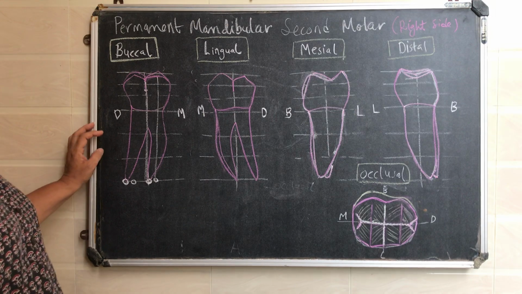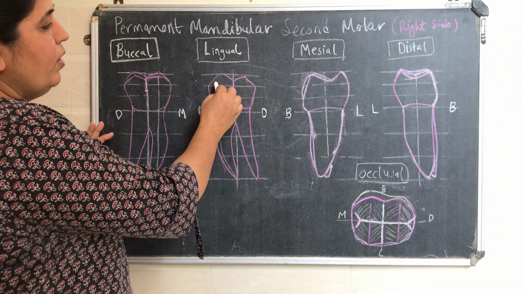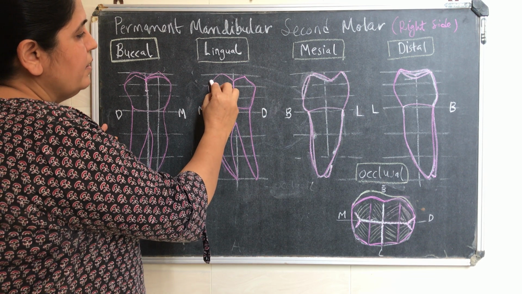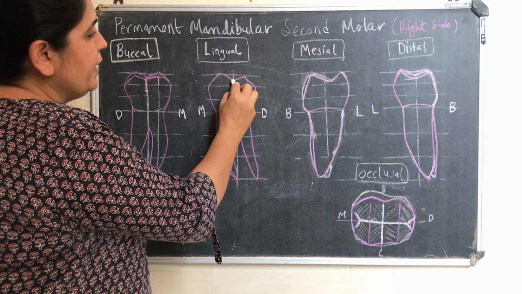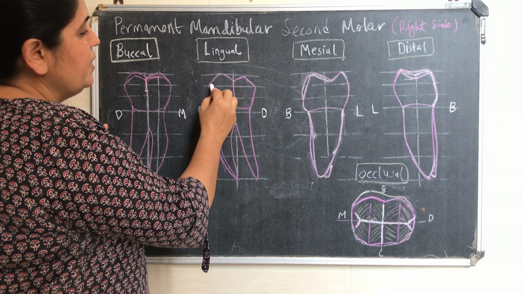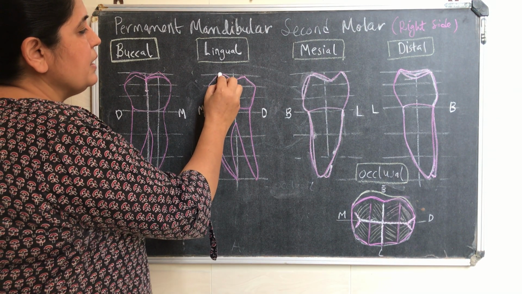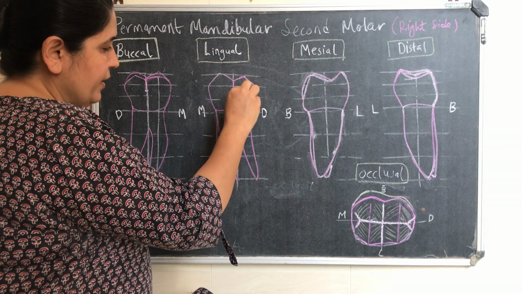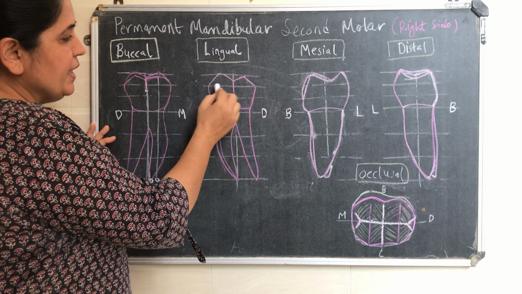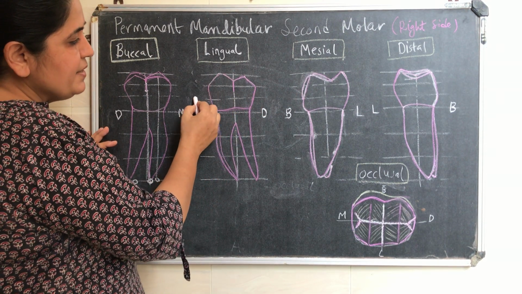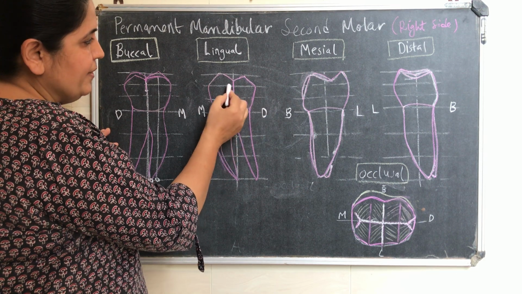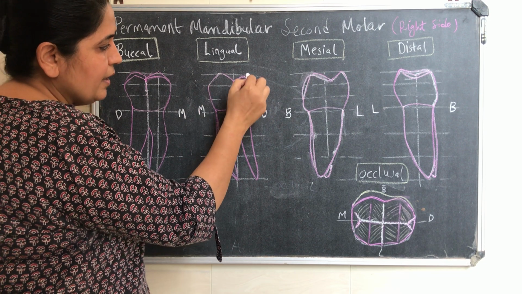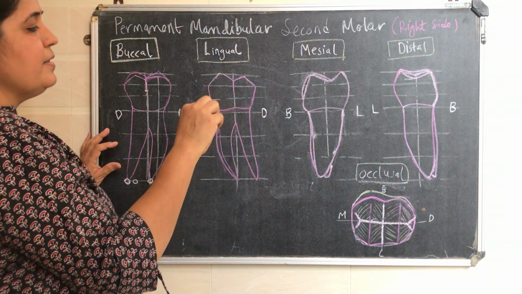Now from the lingual aspect, only two cusps are seen. This is the mesiolingual cusp and this is the distolingual cusp. The mesiolingual cusp is higher, the distolingual cusp is at a lower level. So by this feature you can easily identify the mesial side and the distal side. The cusp which is higher is mesiolingual, the cusp which is at a lower level is distolingual.